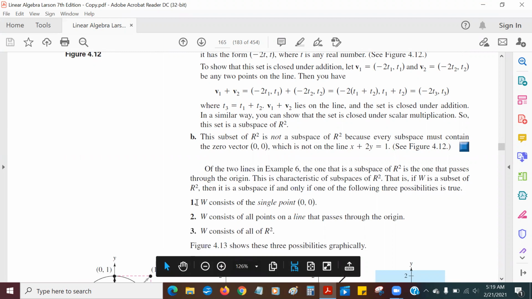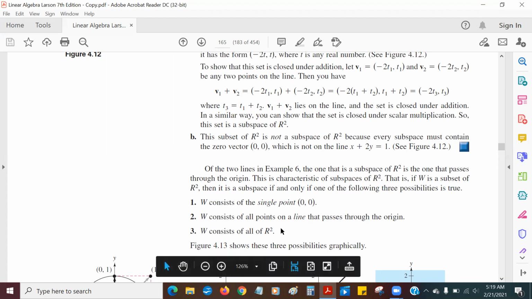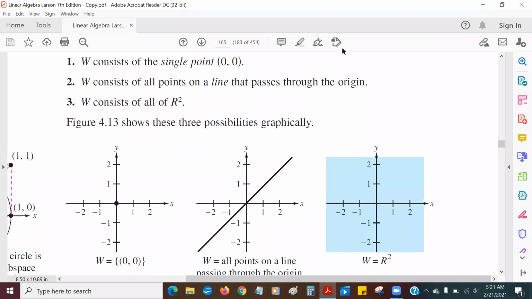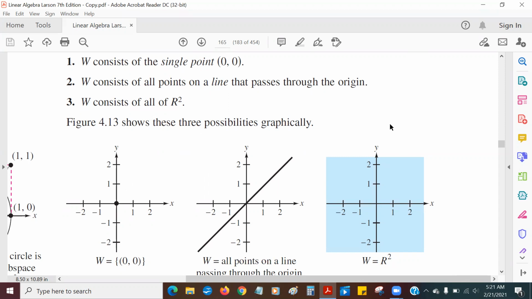So there are only three different subspaces of R2: the single point 0, 0; all points on a line that passes through the origin, meaning the points on that line form a vector space; or the entire plane. So these are the only three possibilities. That's pretty awesome. So to sum it up, we have the single point, which is this right there. We have any line that passes through the origin, an example of which is right here, and the entire plane. So these three vector spaces are the only three subspaces of R2.